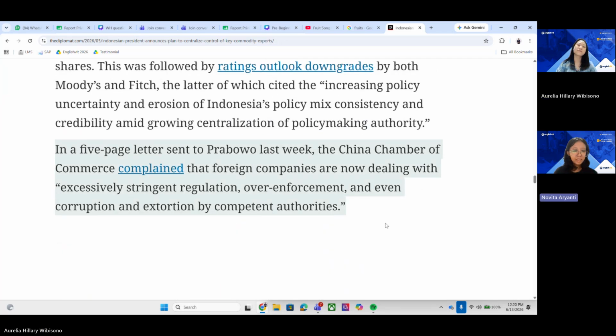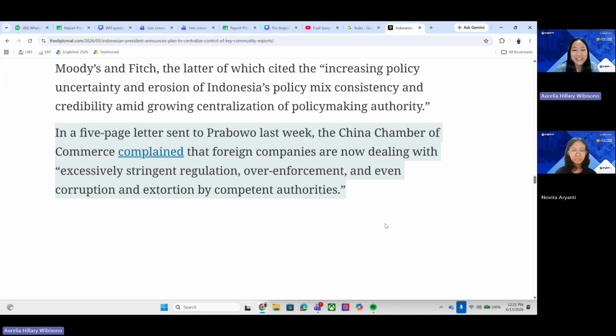And then the next one. In a five-page letter sent to Prabowo last week, the China Chamber of Commerce complained that foreign companies are now dealing with excessively stringent, stringent here. What does it mean? Stringent means the same as tight. Excessively tight regulation. Oh, this is like a straight synonym, right? Yes. Tight competition, tight regulation, that's the same as stringent regulation. Okay, excessively stringent regulation, over enforcement, and even corruption and extortion by competent authorities.